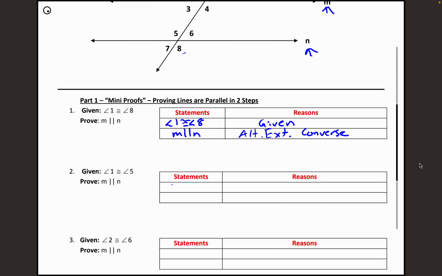Let's look at the next one. Fill out what you automatically know. So go ahead and fill that out.